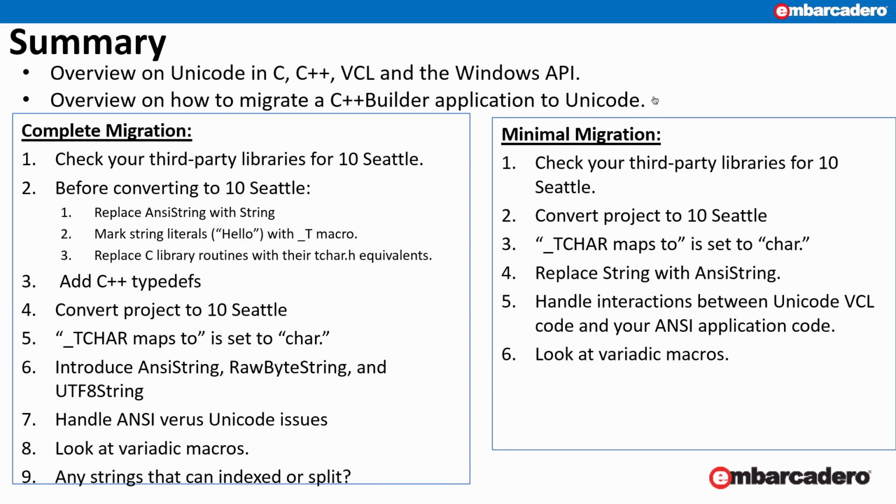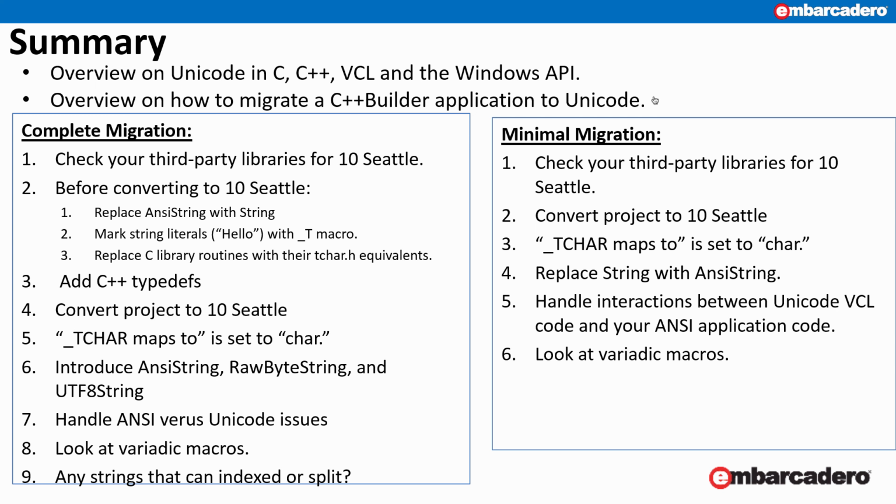This ends what we had time to cover for this session on C++Builder Unicode migration. Hopefully it gave you an overview of Unicode in C, C++, the VCL, and the Windows API, and hopefully it gave you an overview on how to migrate a C++Builder application to Unicode and provided some useful tips and techniques for doing the migration. So for an overview approach for migrating your apps to C++Builder 10 Seattle, here's what you can do for a minimal migration or a complete migration.